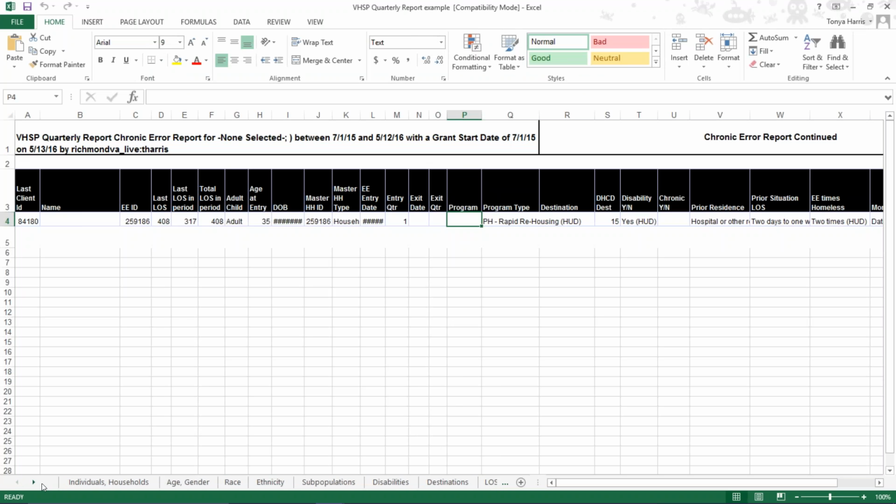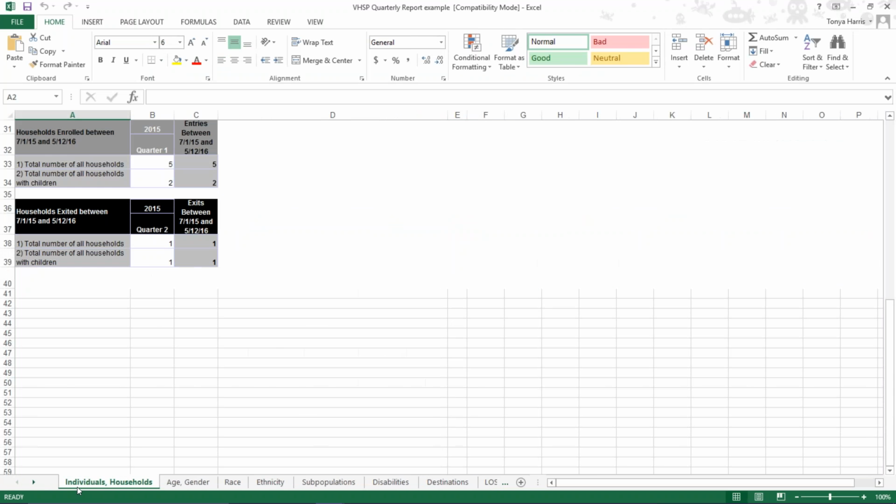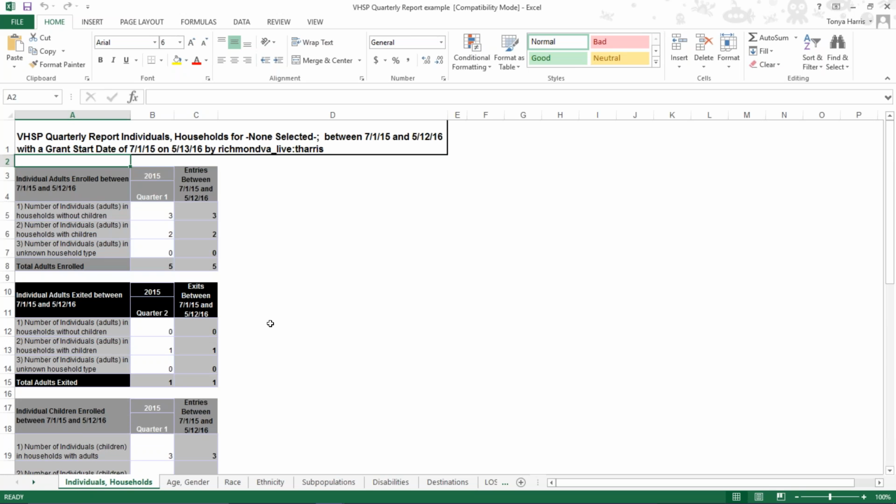And this report is a really, I think, kind of awesome report, because it's not only driven for satisfying the VSHP quarterly reporting requirement that you have for the state, it has a lot of useful data that you could use for any number of funding sources.